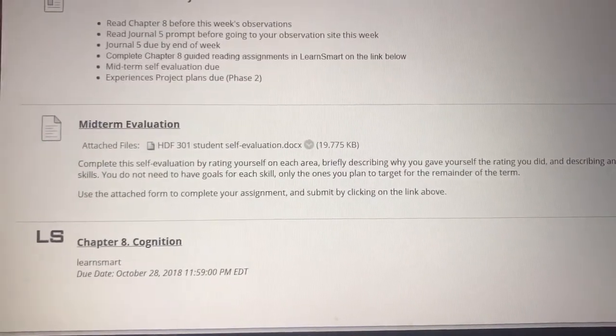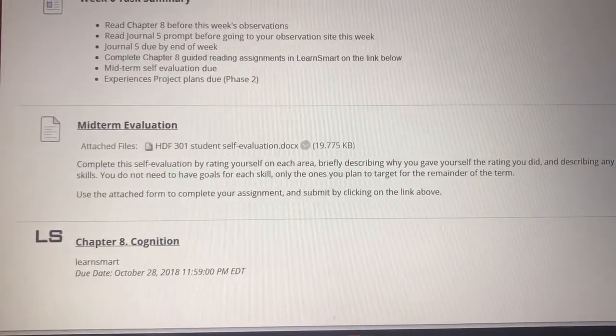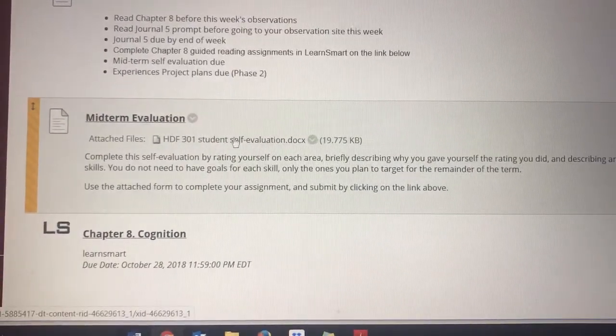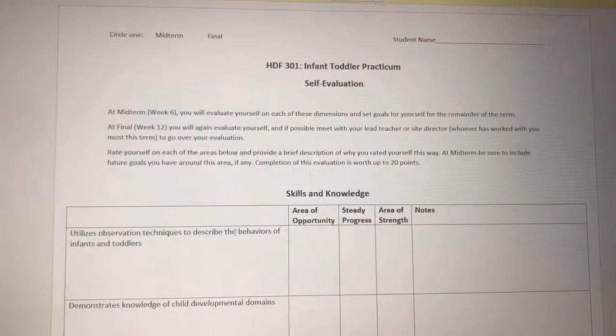So for the midterm evaluation, you go into the week 6 folder, and then you'll see the midterm self-evaluation right here. You just click on that, and it's going to get you the form, the blank form. Sorry, I'm trying to hold this still.